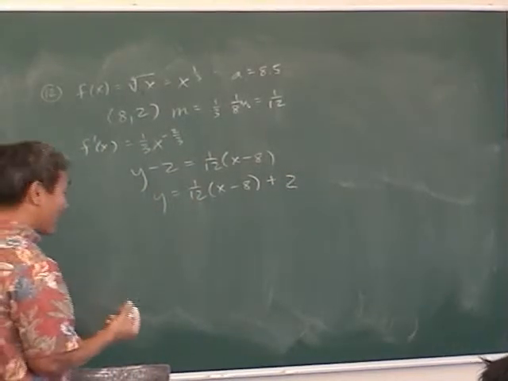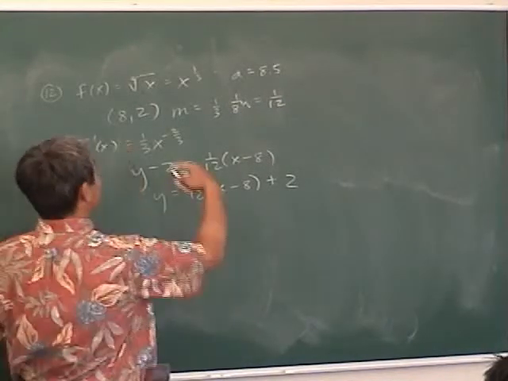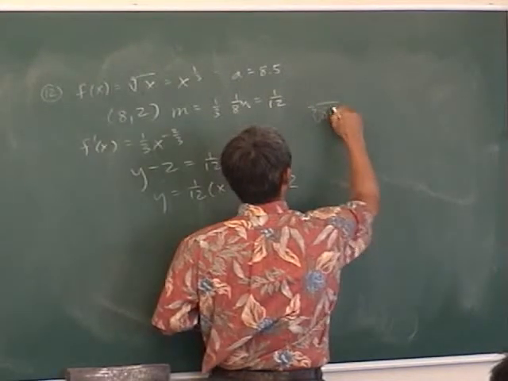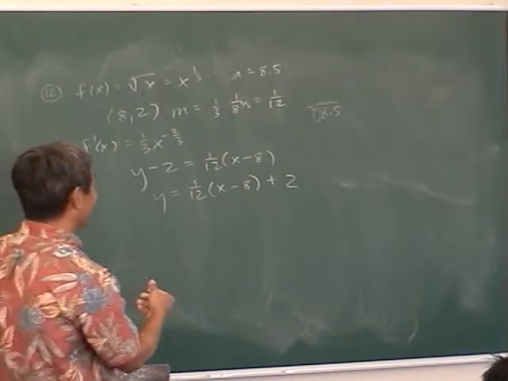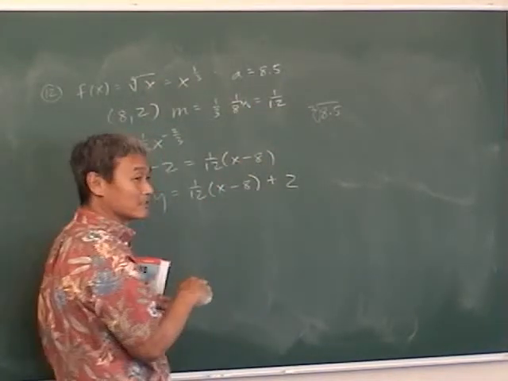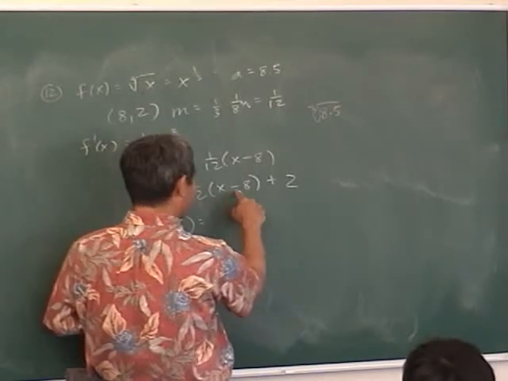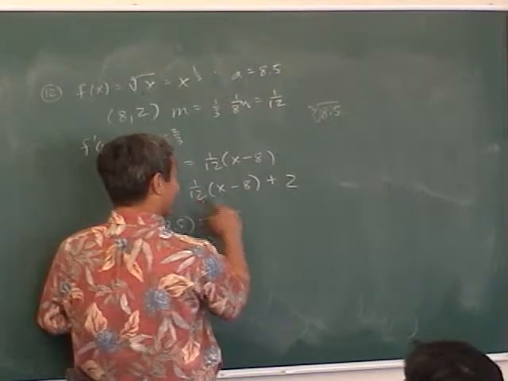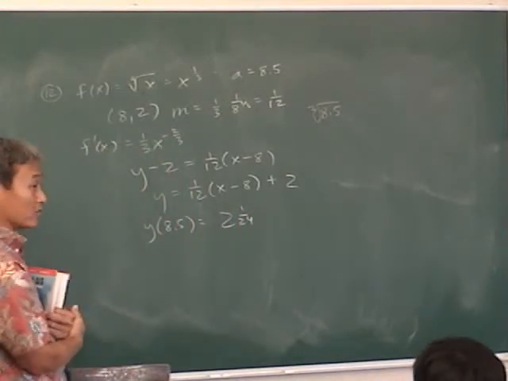Now what are we doing in this problem? Basically, we're trying to estimate the cube root of 8.5. The cube root of 8.5 is not that easy to compute without a calculator, so we estimate it with the tangent line. So instead of plugging 8.5 into this, we plug 8.5 into this. What is y of 8.5? 8.5 minus 8 is 1/2, right? What is 1/2 times 1/12? 1/24, so 2 and 1/24. This is a good estimate of the cube root of 8.5.